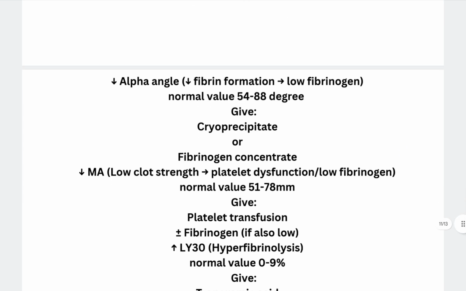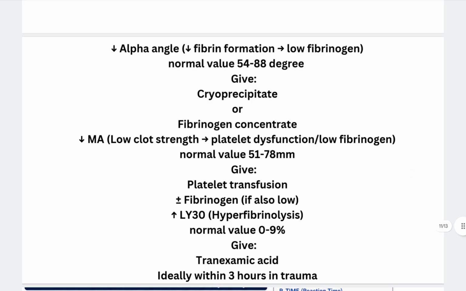Next is maximum amplitude. Maximum amplitude shows our clot strength. Clot strength is basically because of our platelets. Primary clot strength depends on platelet function and also fibrinogen. The normal value of maximum amplitude is 51 to 78 mm. If there is any decrease in the maximum amplitude, we'll correct it by giving platelet transfusion plus or minus fibrinogen concentrate.